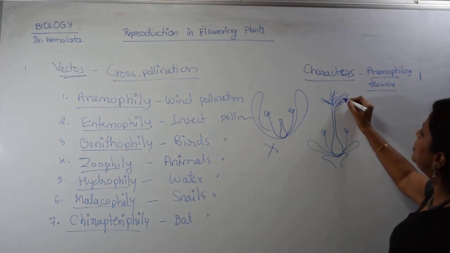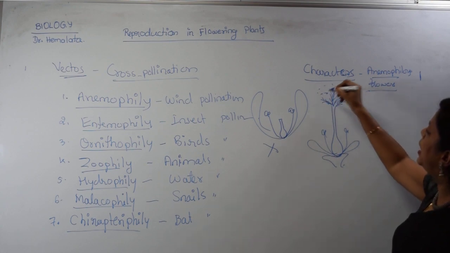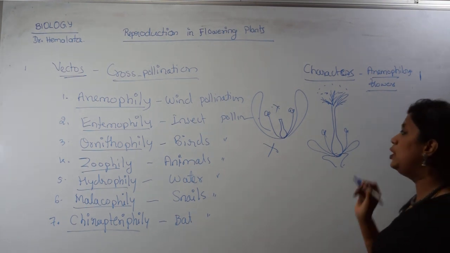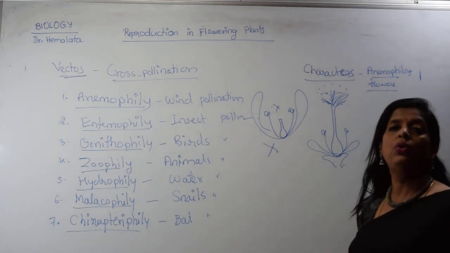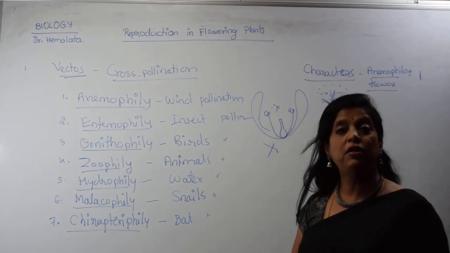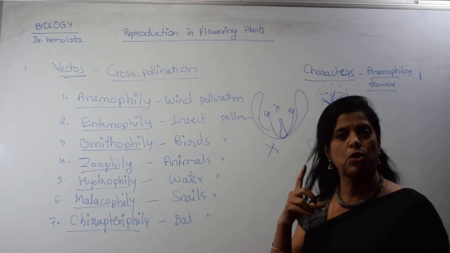Then this can catch the pollen grains which are coming in here, they will catch hold. This cannot do that, therefore this is the wrong type. So the stigma should be feathery or hairy to help in catching the pollen grains, and the flower should be produced with a longer stalk, right?